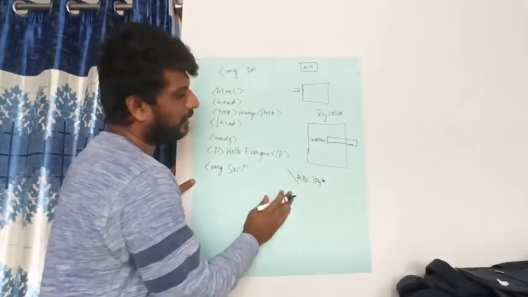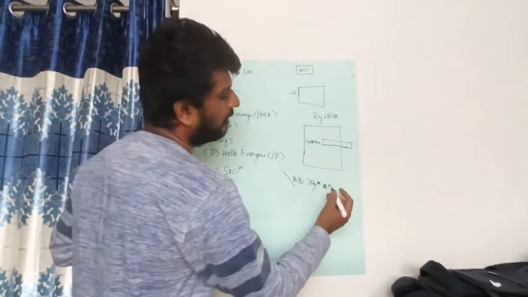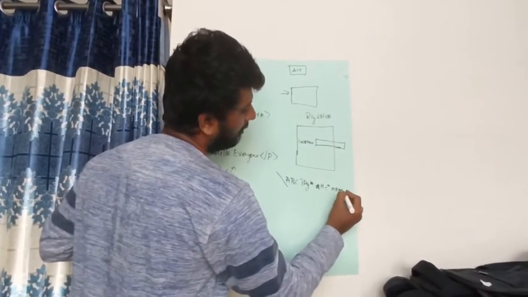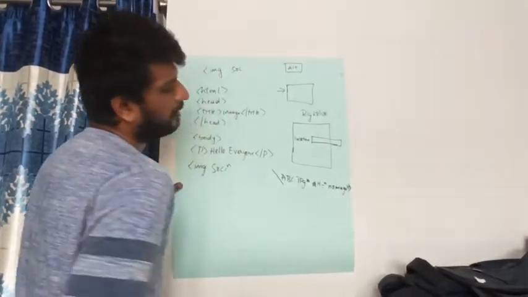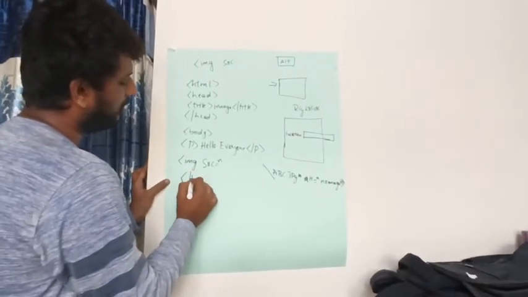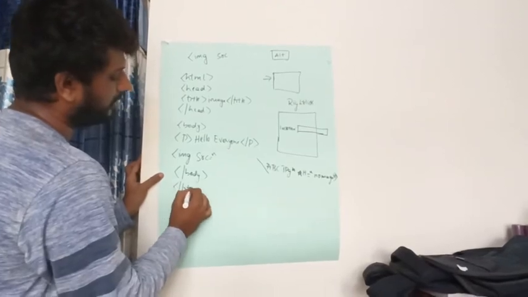Once you close the double quotes, you have to go for the alt. Inside the alt, alt is equal to no image. Some text needs to be included over here. After that, close the double quotes and then close the image tag, and then I am closing the body tag, and then I am closing the HTML.